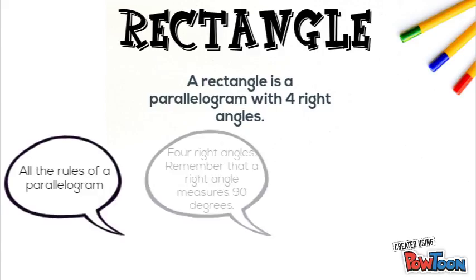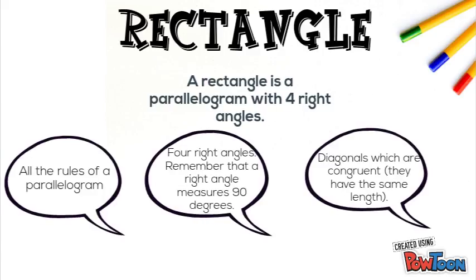Rectangle. A rectangle is a parallelogram with 4 right angles. All the rules of a parallelogram, plus 4 right angles. Remember that a right angle measures 90 degrees. Diagonals which are congruent, they have the same length.